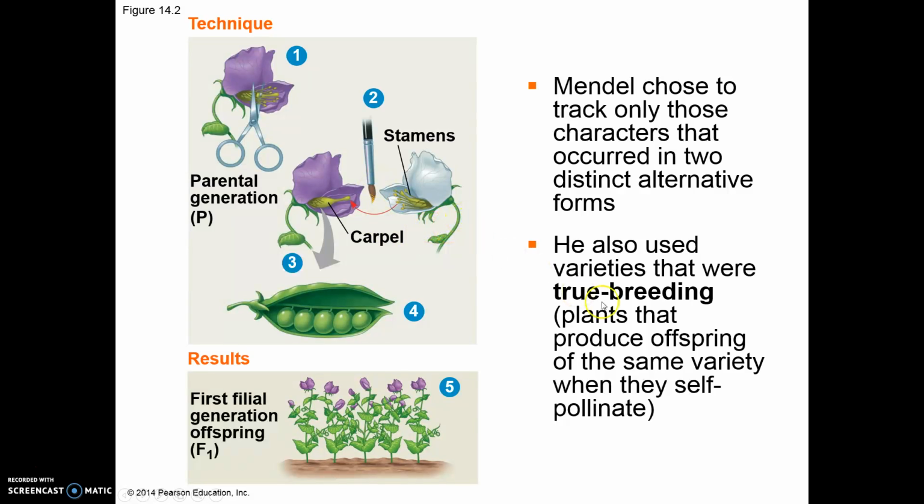He also utilized varieties that were called true breeding. So he had varieties of pea plants that always had the same characteristic. They always had purple flowers. They always had green colored peas, or they were always tall, or they were always short. All these individual characteristics would always be true for this plant. And this is achieved by essentially inbreeding that plant until all the variety goes away. And this is very common in breeding different types of plants.